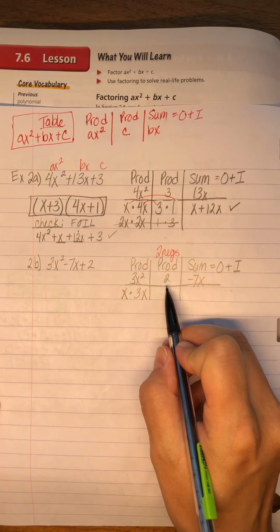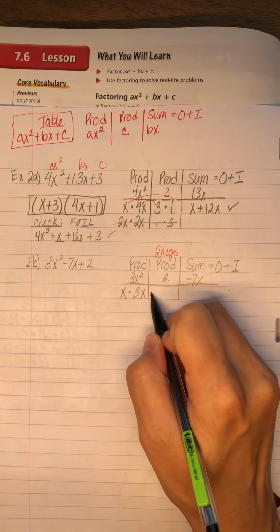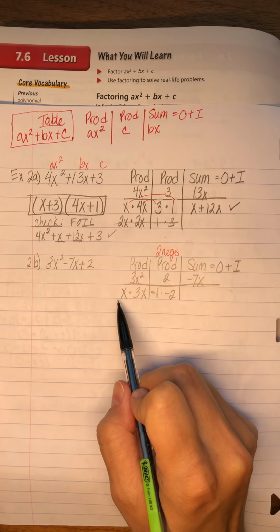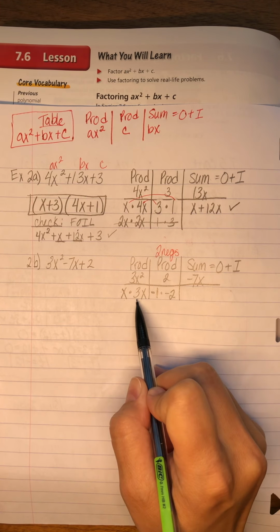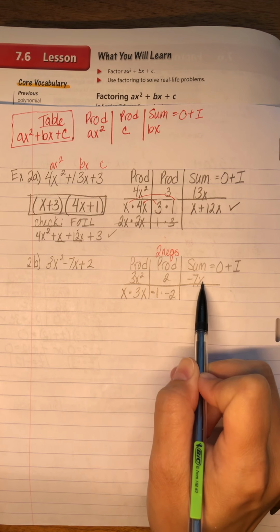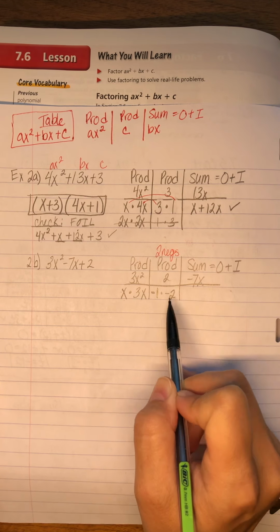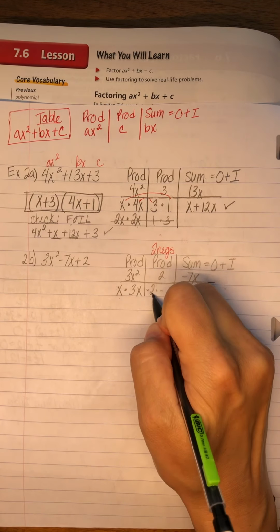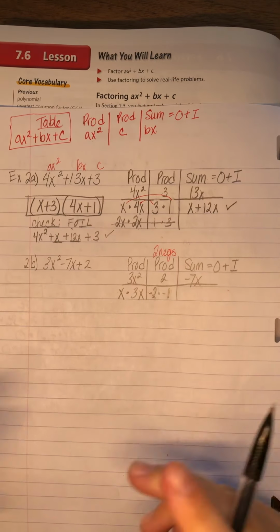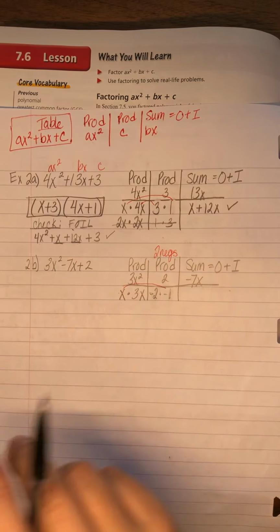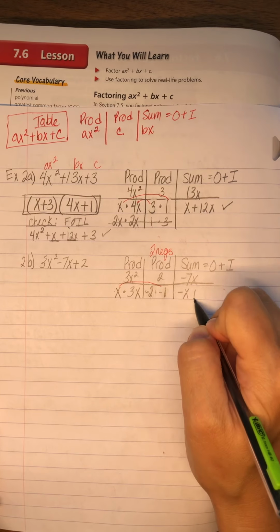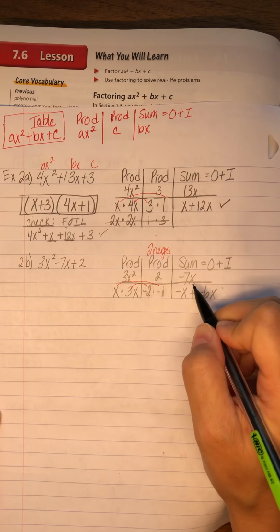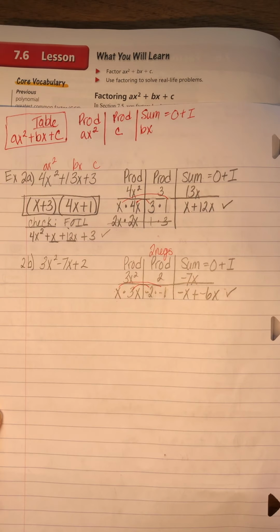The only way to get a product of 2 is with 1 and 2. So if I have -1 times -2, let's try our outers, would be -2x, inners, -3x, that would be -5x. That doesn't work. Let's switch these around. Let's make it -2 and -1. Let's see if this works. Our outers would be -1x or -x, plus our inners would be -6x, and that does give me -7x.